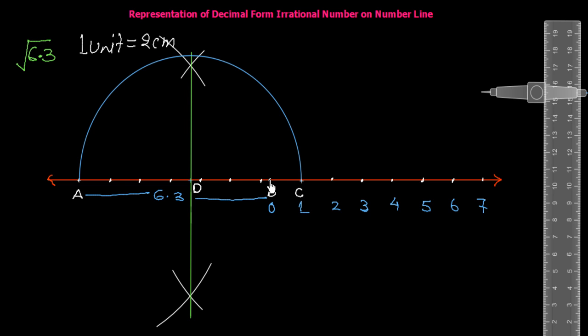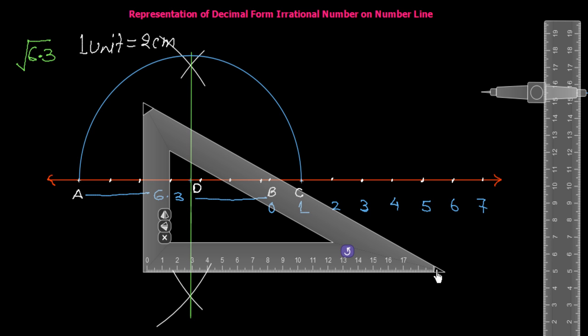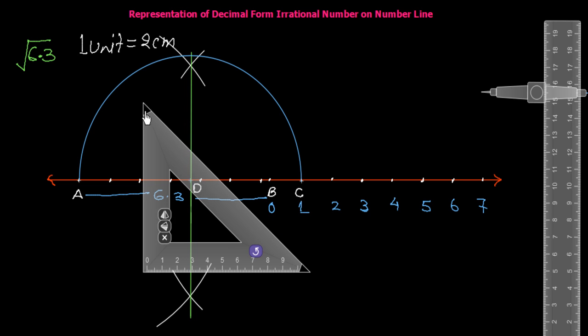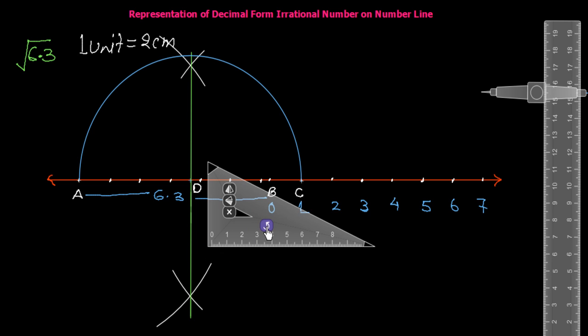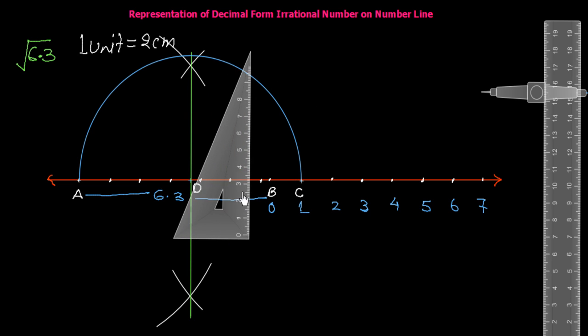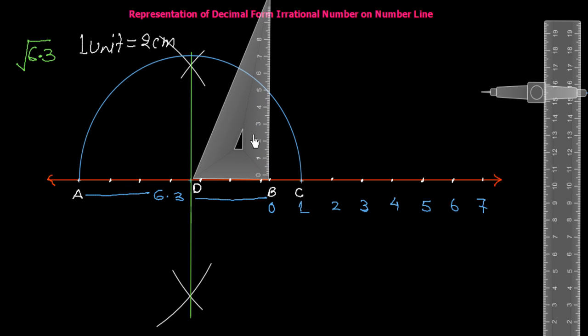Now what we have to do, we have to draw a perpendicular at B on the upward direction, the upper side of this number line. So for this we need a set square, sorry, to draw this 90 degree. So we draw this 90 degree with the help of this set square. Set square we are putting at B. So we have put here our set square. Now we draw a line, the perpendicular here.